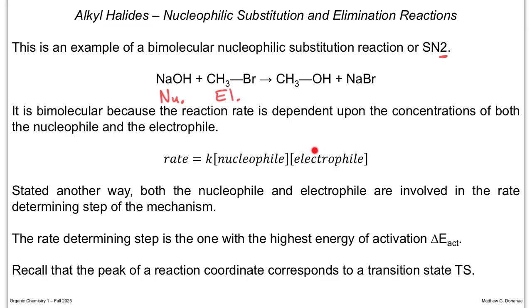So whatever those 2 species are, the square brackets use the units of molarity. And then you have some rate constant k that needs to be measured for each unique reaction.